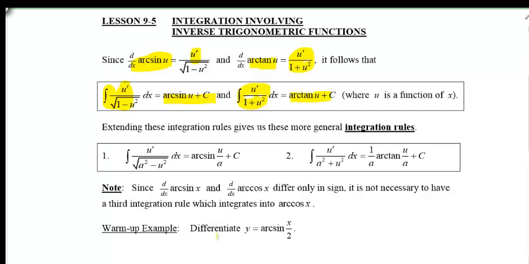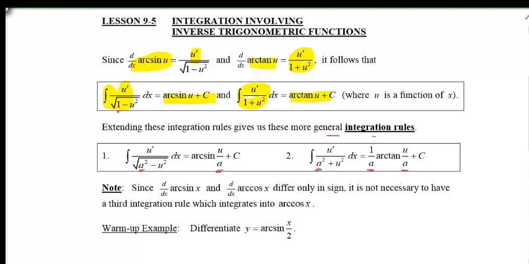So we can extend these integration rules, and if we do that, we get what I call the general integration rules for these inverse trig functions. This time, instead of having a 1, I've changed it to some other square, a squared. That changes the function part: instead of u, it's now u over a. Similarly for the tangent one, instead of 1 plus u squared, now it's a squared plus u squared, with a 1 over a factor and a u over a in the end.